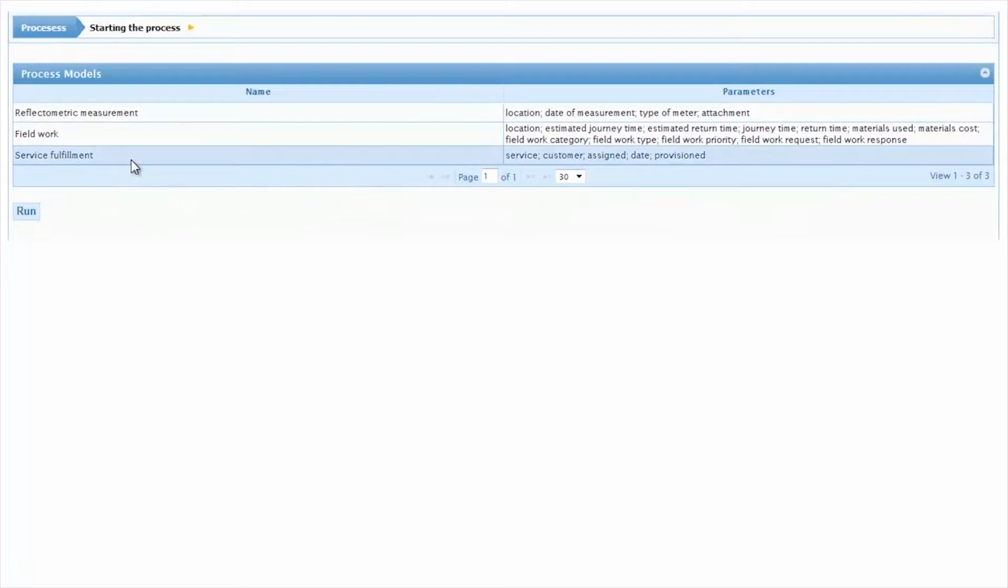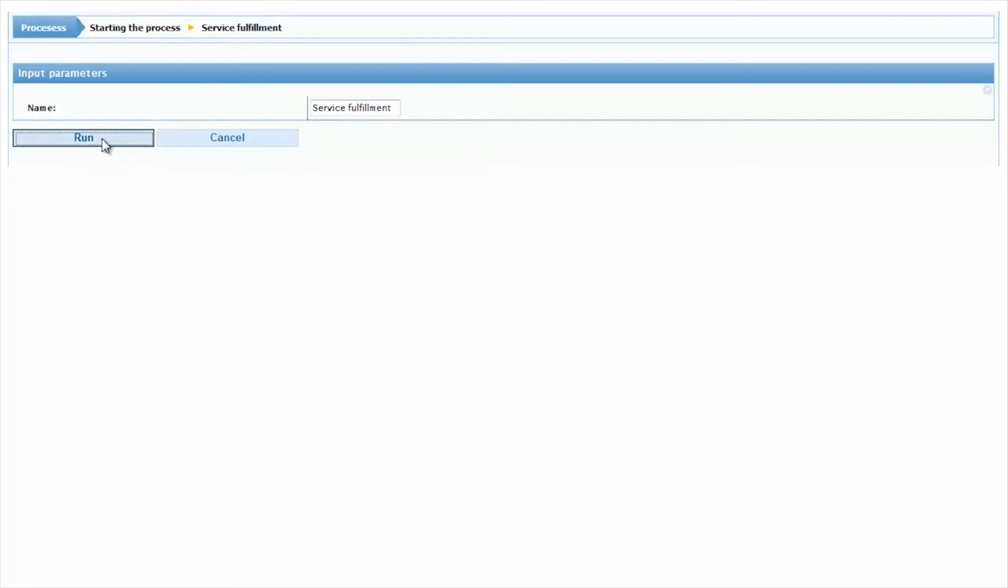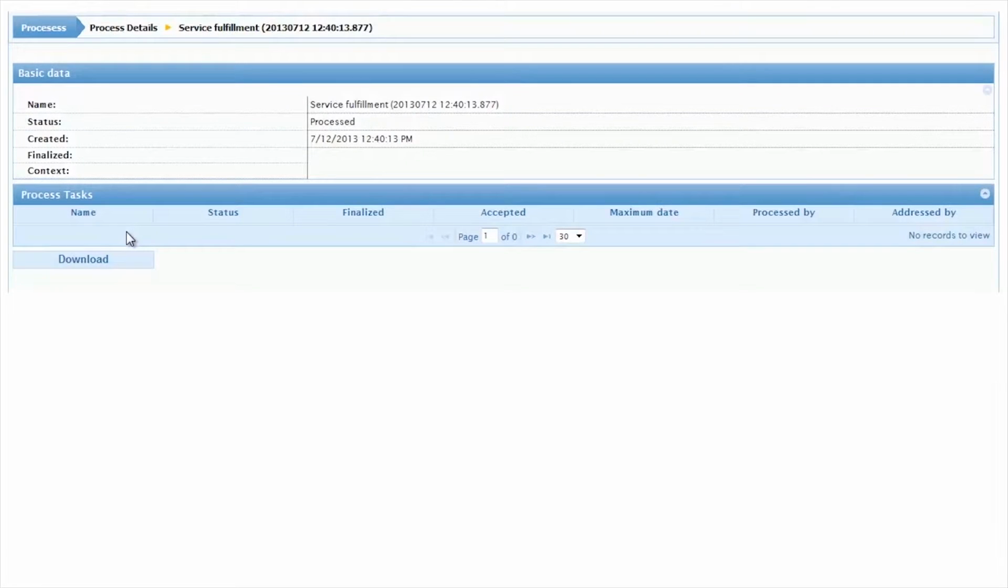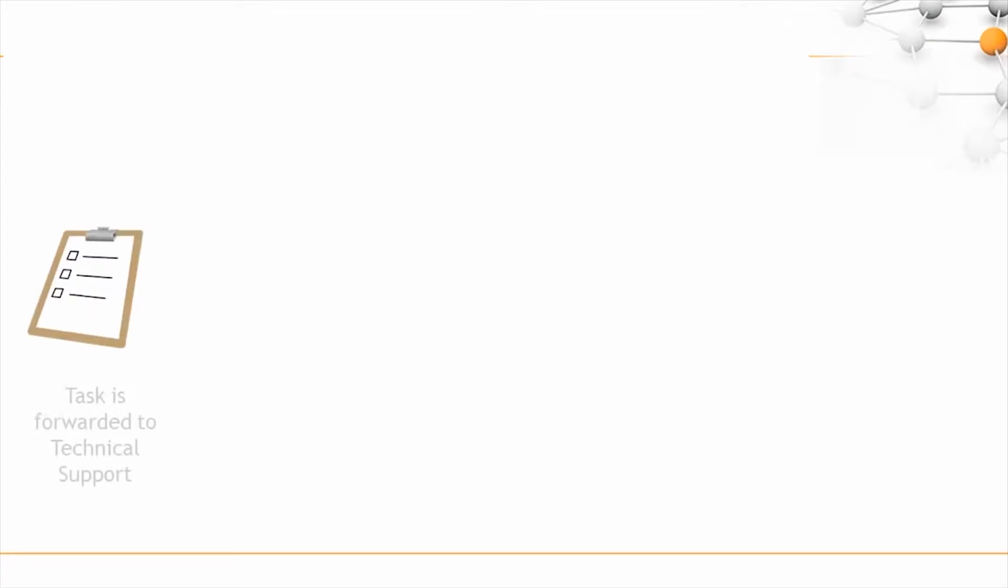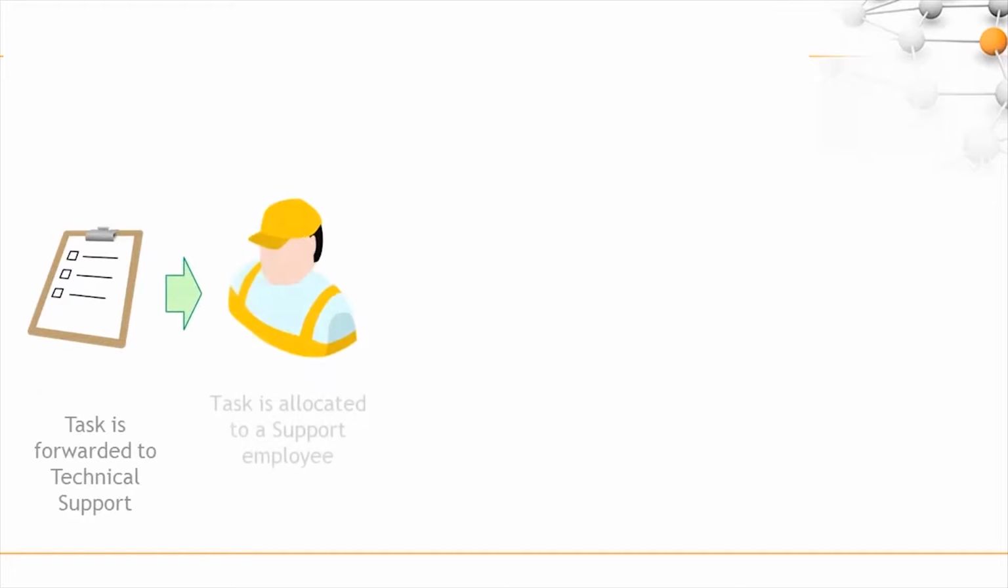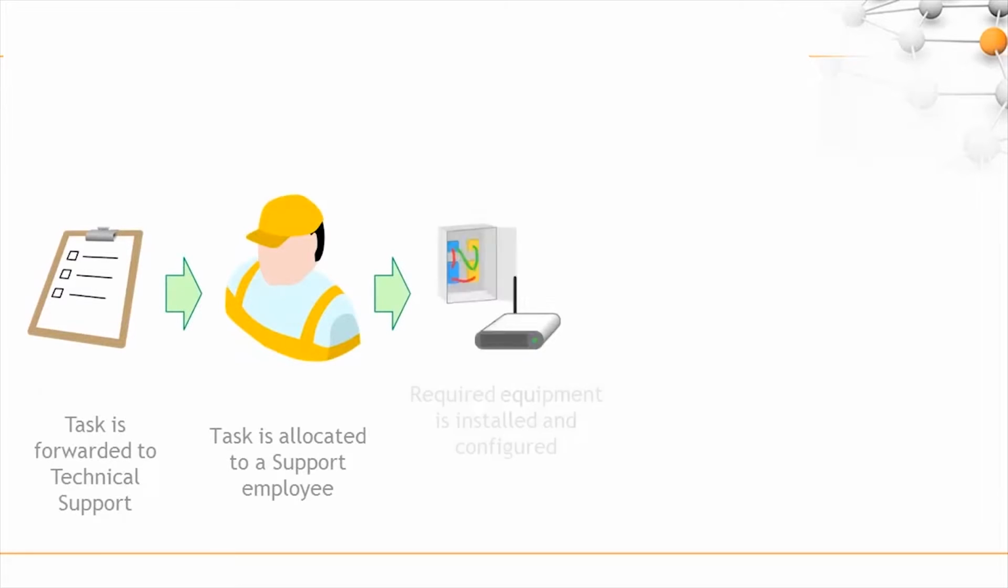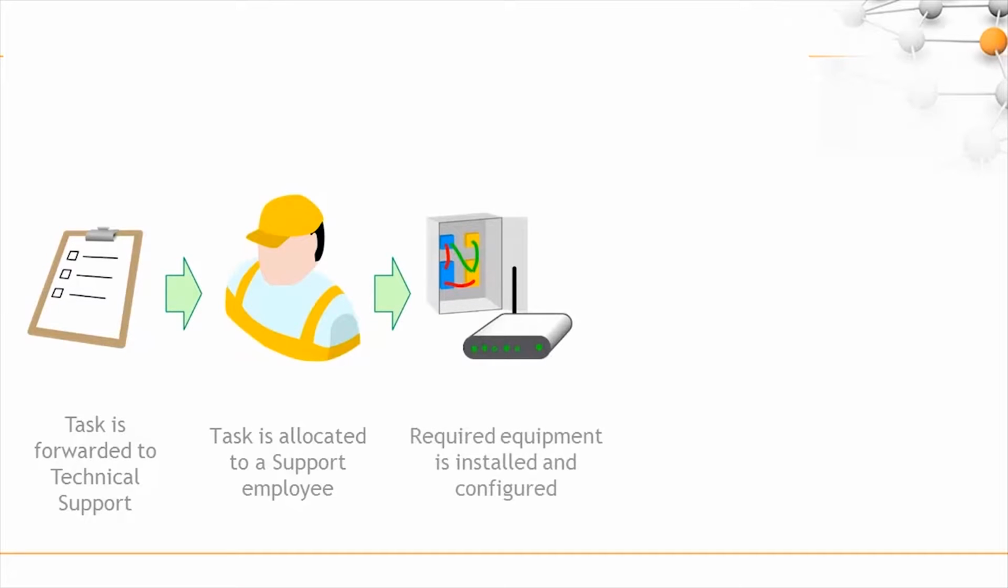The system user is switched to SunVision Workflow, where he can start the service fulfillment process. A set of tasks for various departments is created based on the process template. An installation and configuration task is forwarded to the technical support and then assigned to a specific worker. The required equipment is installed at the client's address.